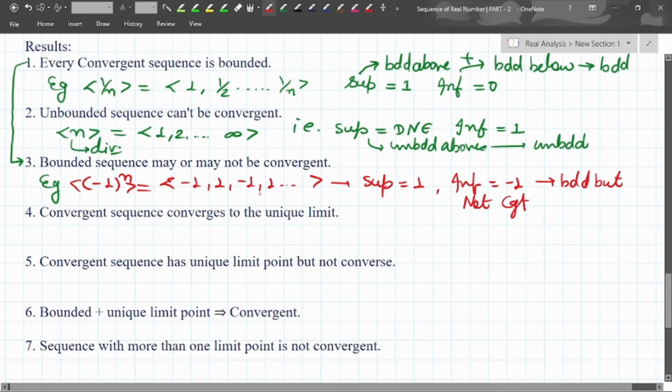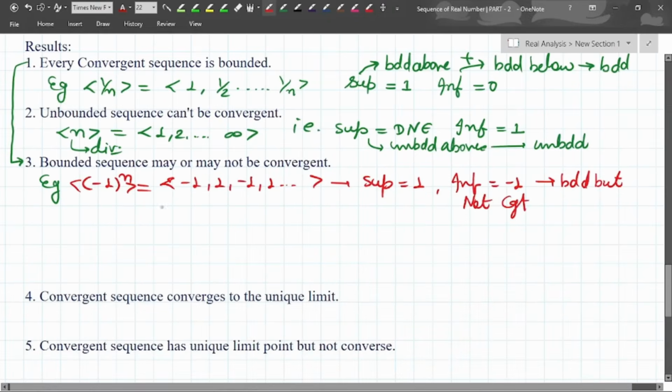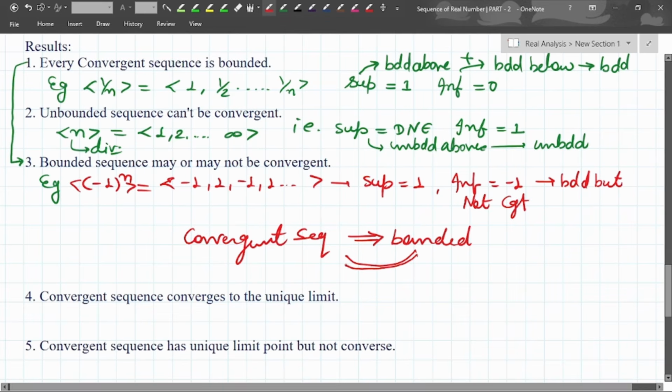It is basically oscillating. It is also not divergent. It is oscillating between minus 1 and 1. So we have the result: a convergent sequence will always be bounded, but the converse need not be true.